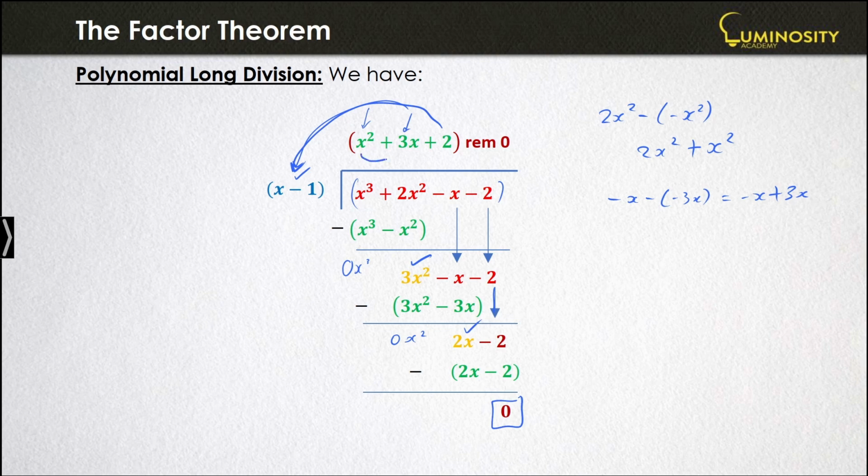So there is the quadratic expression that we worked out using logical inspection, but now we found it through polynomial long division. All right, so that is how we can use both polynomial long division or logical inspection together with the factor and remainder theorems in order to factorize a cubic expression.